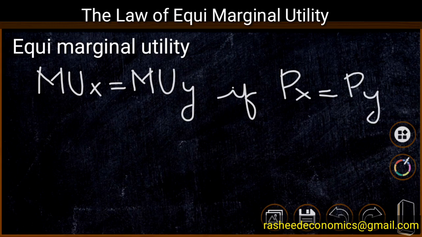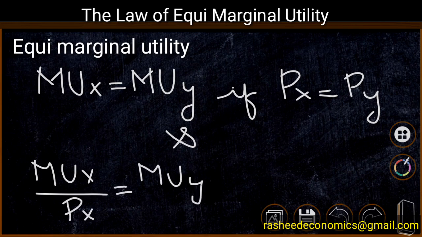That is, if the prices of the commodities are the same, then the consumer reaches equilibrium at a point where the marginal utilities are equal, MUX is equal to MUY. Or if the price of X is not equal to the price of Y, then marginal utility of X divided by price of X must be equal to the marginal utility of Y divided by price of Y. That means the marginal utility to price ratio of a commodity must be equal to the same ratio of another commodity, and that must ultimately be equal to the marginal utility of money.